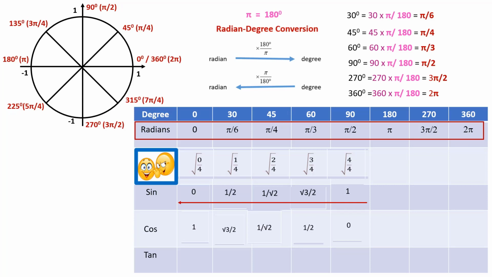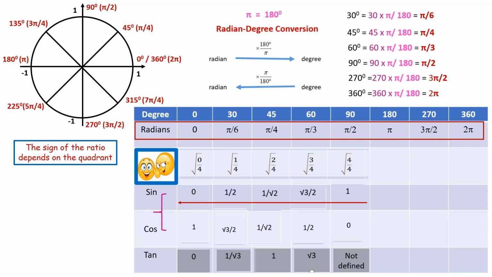Now we have tan theta, which is equal to sin theta by cos theta. Just divide them. Divide sine by cos and write down the answers. We have 0 by 1 will be 0. 1 by 2 divided by root 3 by 2 will be 1 by root 3. 1 by root 2 divided by 1 by root 2 will be 1. Root 3 by 2 divided by 1 by 2 will be root 3, that is, tan 60 will be root 3. Divide 1 by 0 for tan 90. We know that 1 by 0 is not defined.